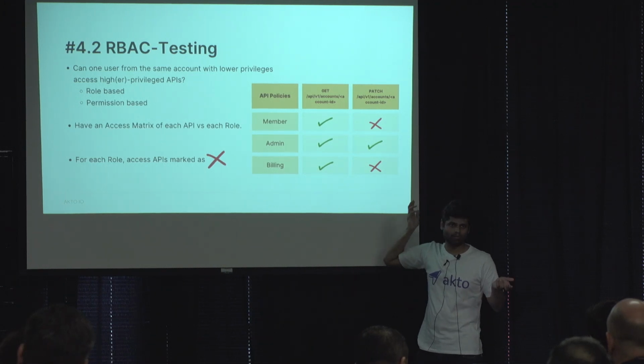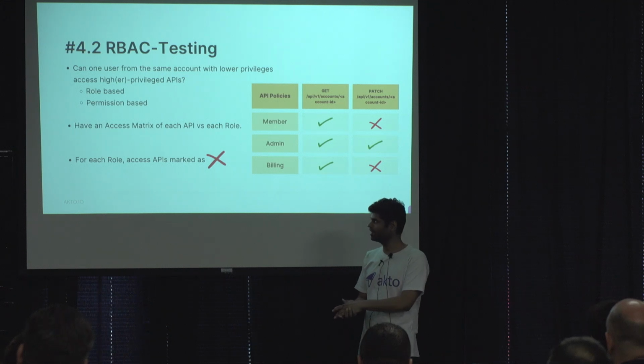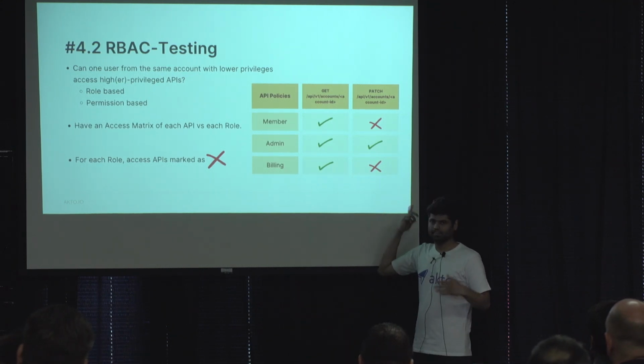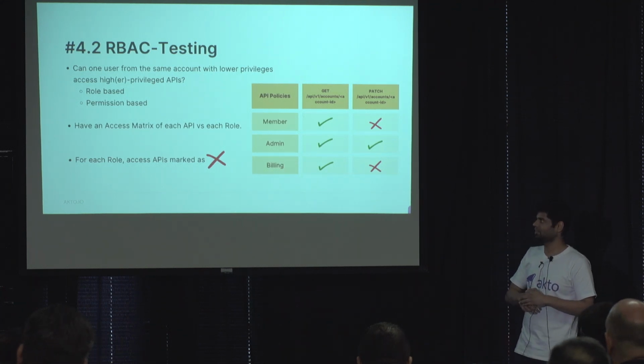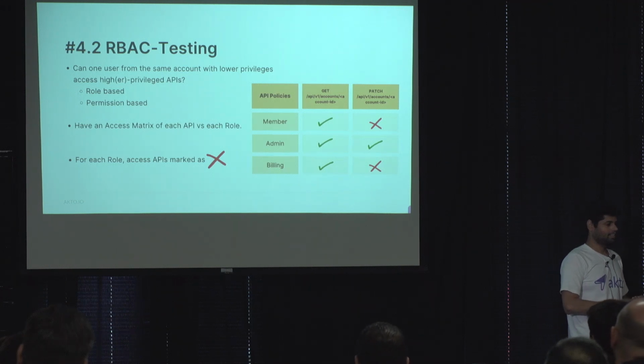If it works, it's a problem. You should fail the CI/CD pipeline. You should ask the developers to go back and fix it. Similarly for billing, just check the billing role user should not be able to access that API. That's role-based testing.